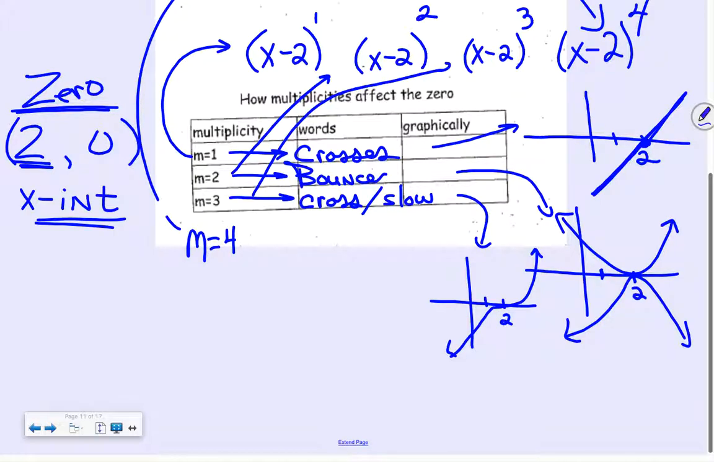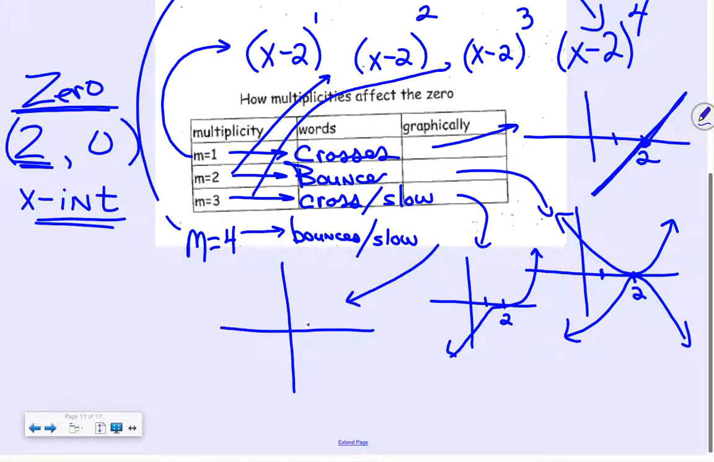And then guess what 4 does? Bounces. Yes, you're right, it bounces, but twice. No, it bounces slow. So what's a slow bounce look like? Well, let's do this. Here it comes. It's coming at 2, and it bounces slow. It kind of rides the x-axis for a while, and then it just goes down. That's a multiplicity of 4. That's a multiplicity of what? 2. Look at the difference between a 2 and a 4. 2 bounces quick, 4 bounces slow.